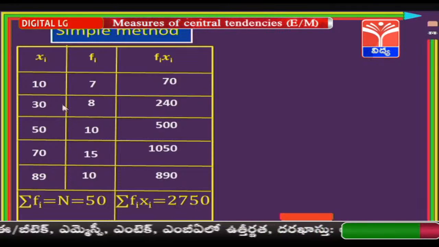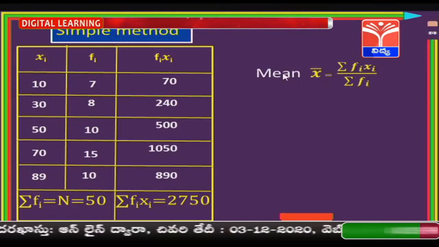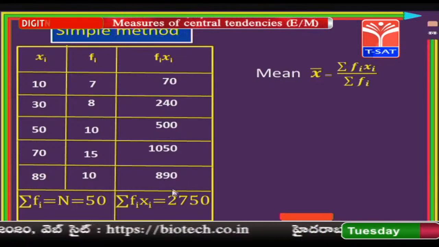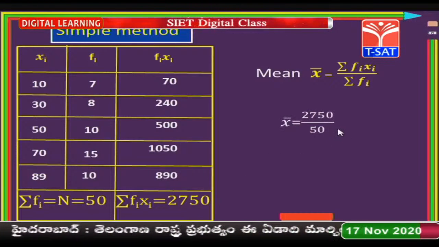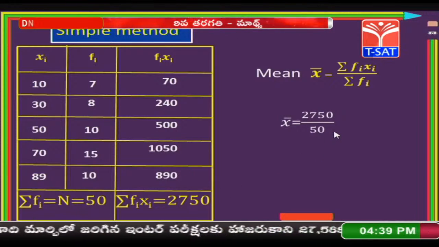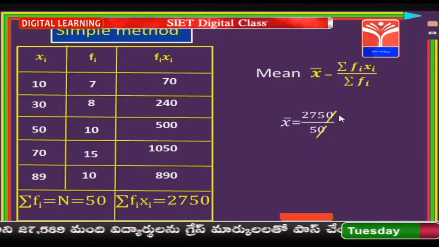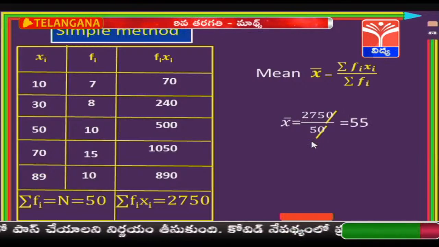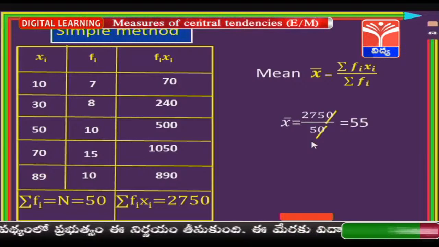Because you are going to do the problem by the simple method or direct method, the formula is going to be mean x bar is equal to sigma fi xi by sigma fi. So, we got sigma fi xi value as 2750. So, it is going to be 2750 divided by sigma fi value, which is 50. So, what do you find? You got a 0 and 0, you can cancel off these two here. Now, we got 275 by 5. So, when you divide it, you get the value as 55. So, therefore, the mean is 55 by this method.